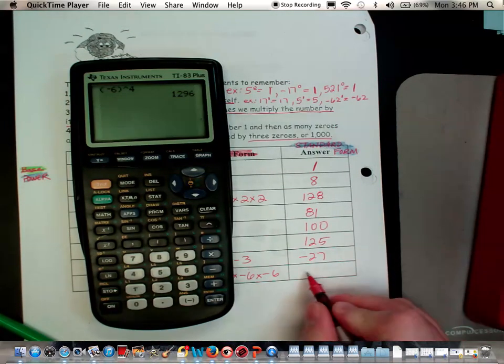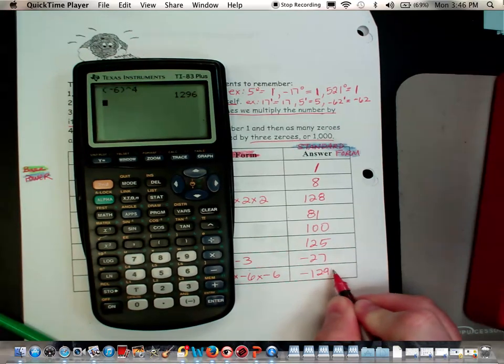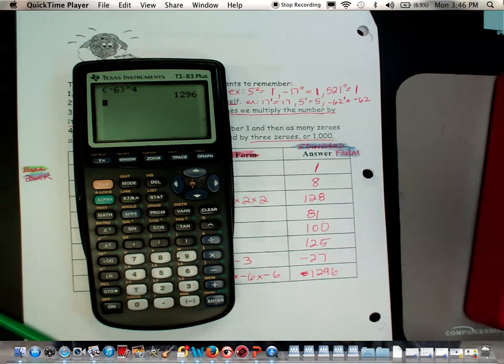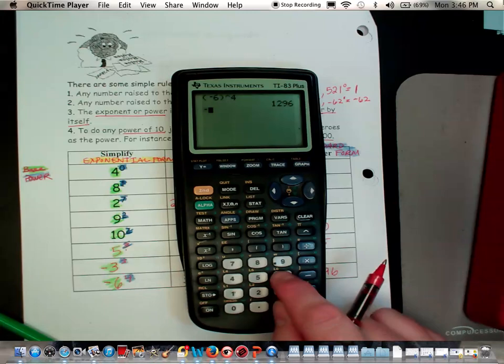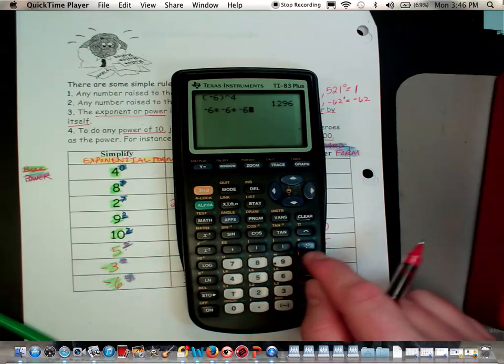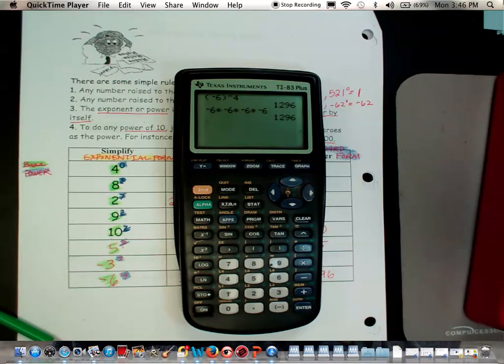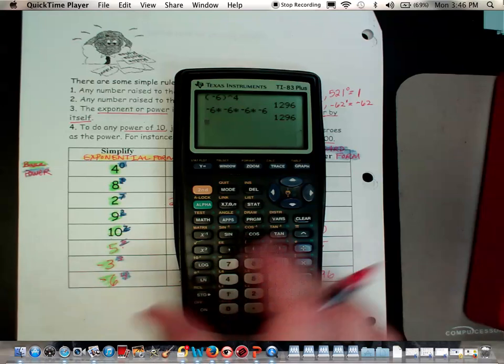1,296. That should be a positive. Negative 6 times negative 6 times negative 6 times negative 6 is 1,296. You have to put it in parentheses in your calculator. Okay? Well, that's how you do those.